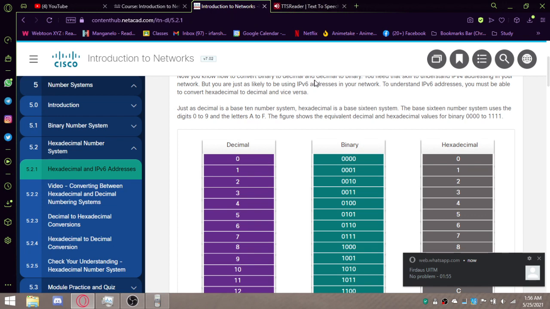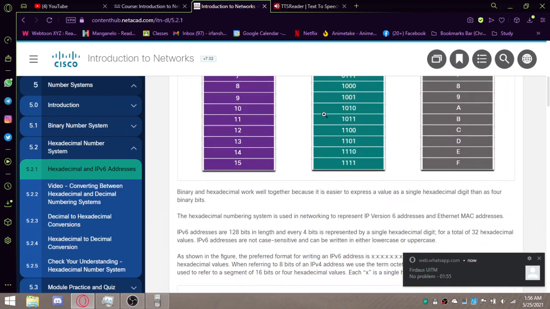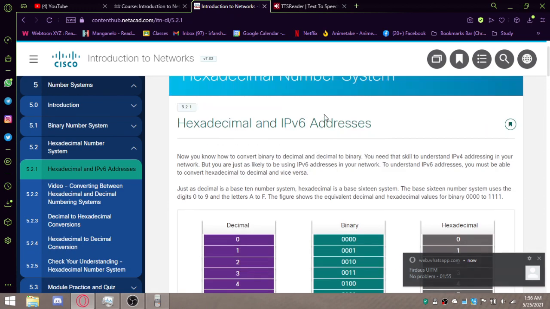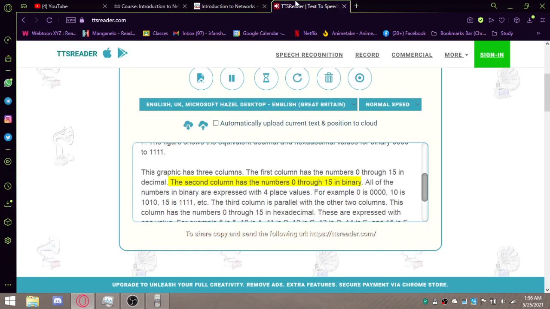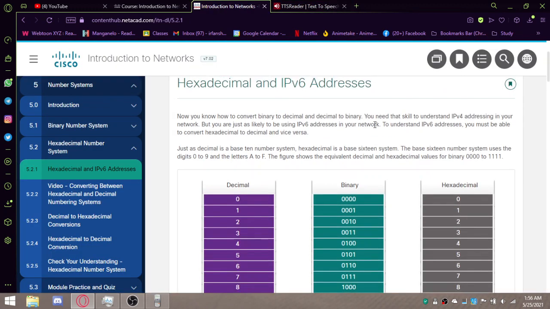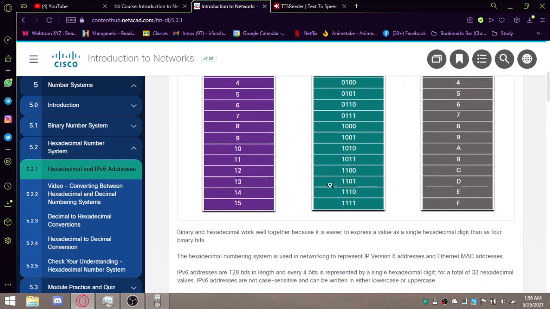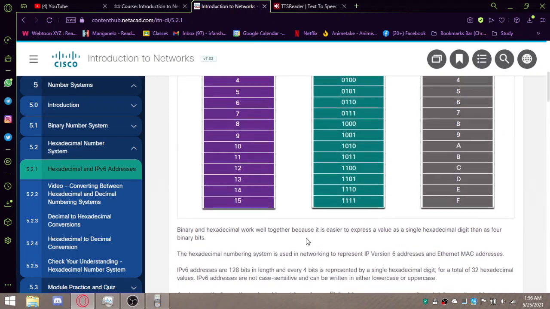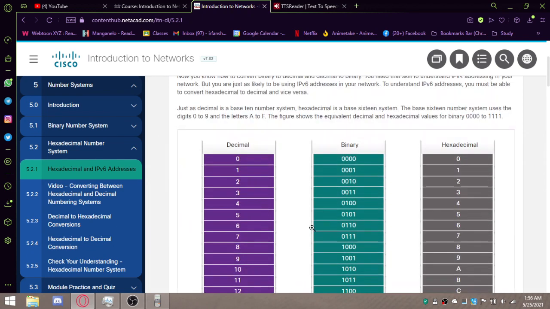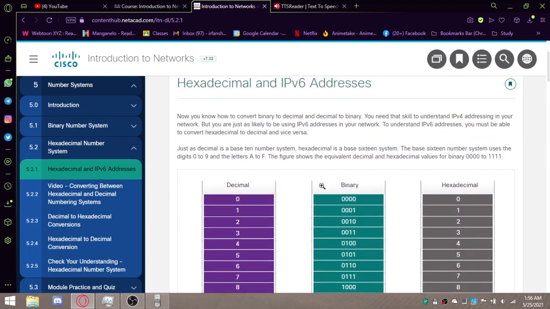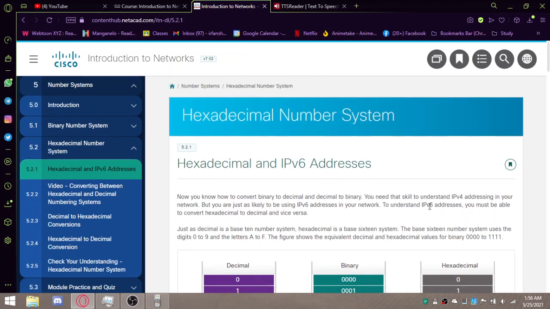This graphic has 3 columns. The first column has the numbers 0 through 15 in decimal. The second column has the numbers 0 through 15 in binary. All of the numbers in binary are expressed with 4 place values. For example, 0 is 0000, 10 is 1010, 15 is 1111, etc. The third column is parallel with the other 2 columns.